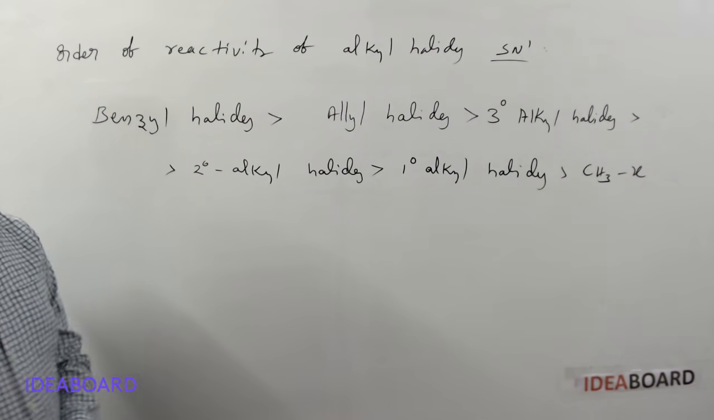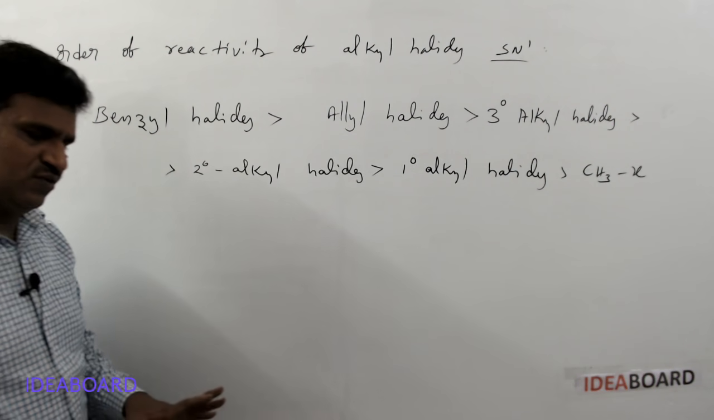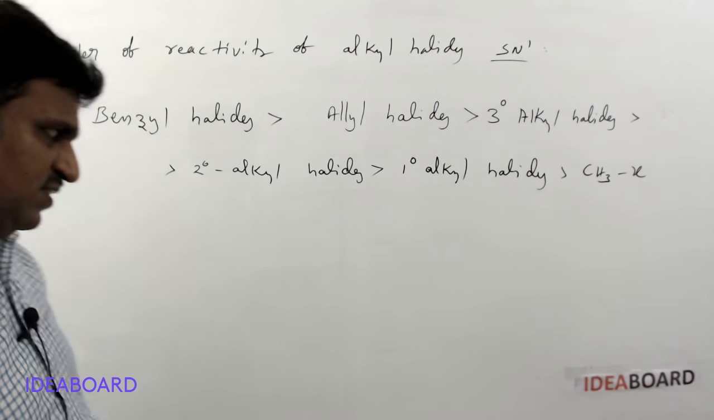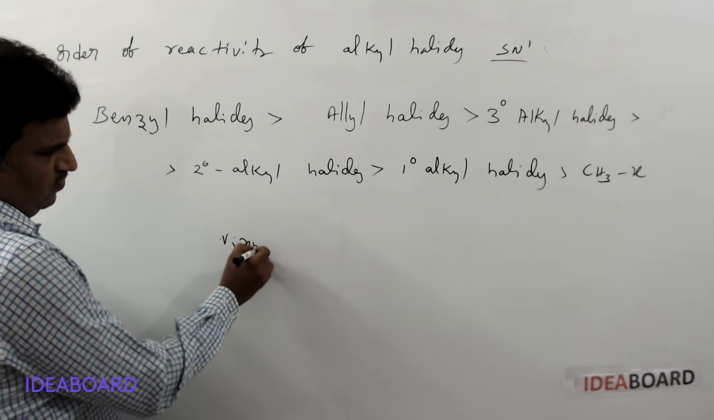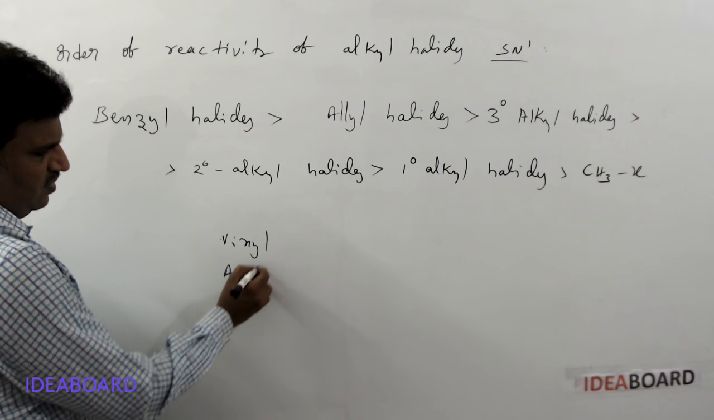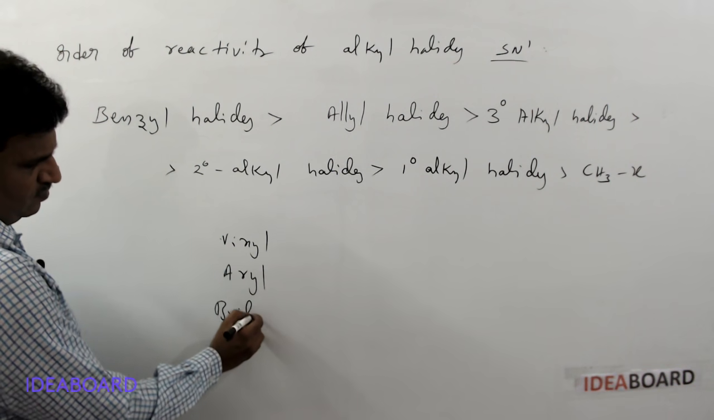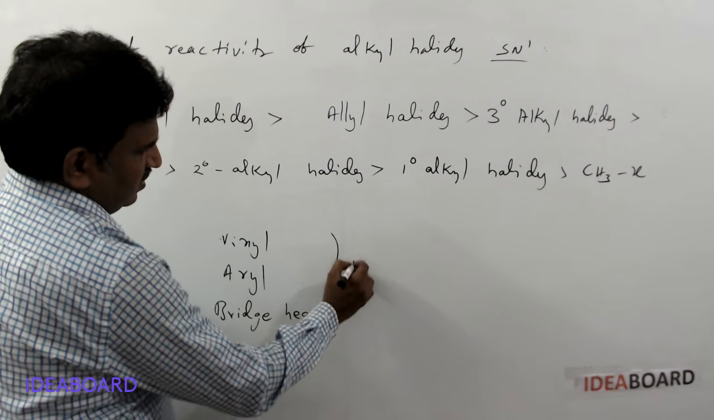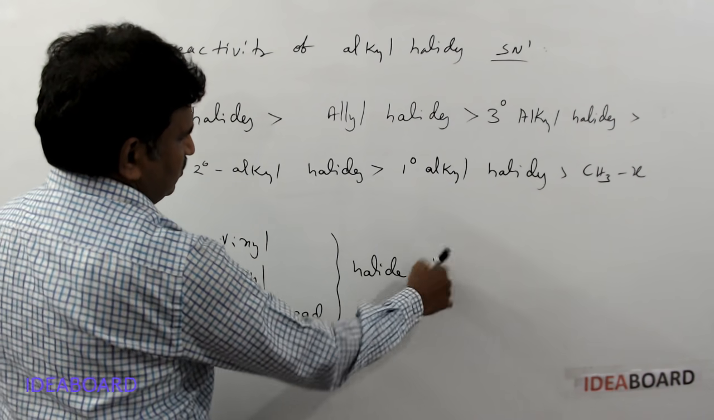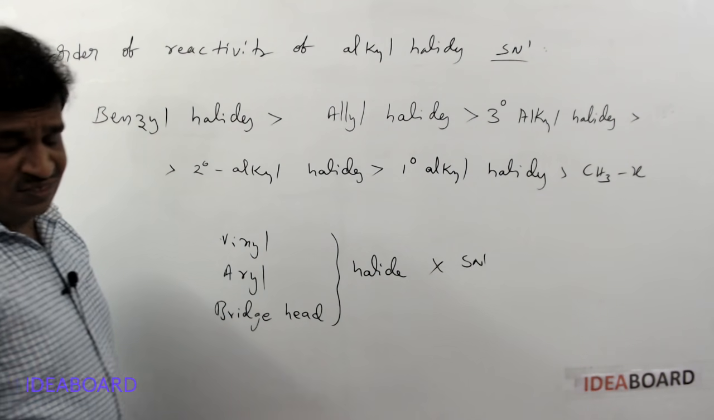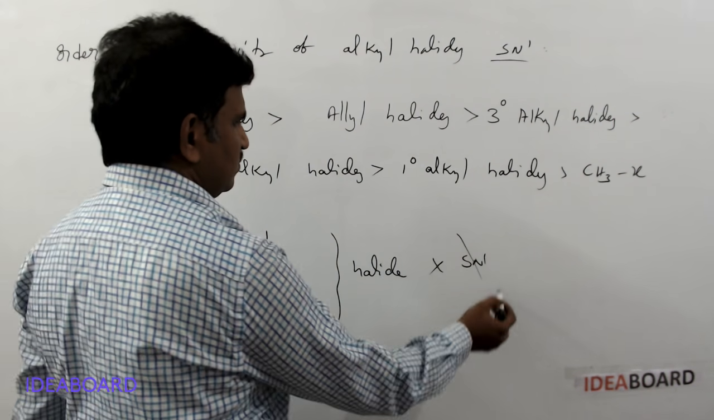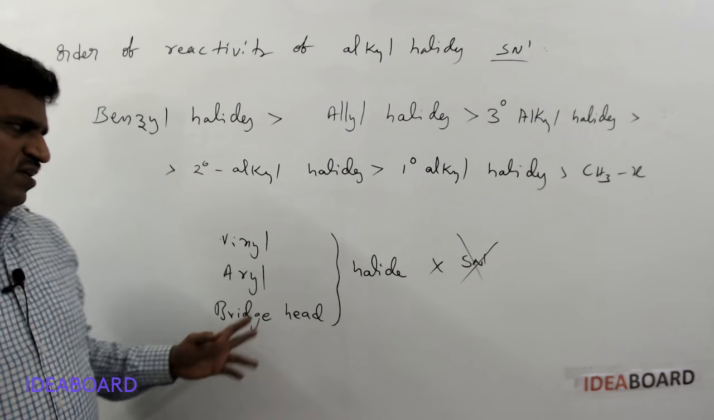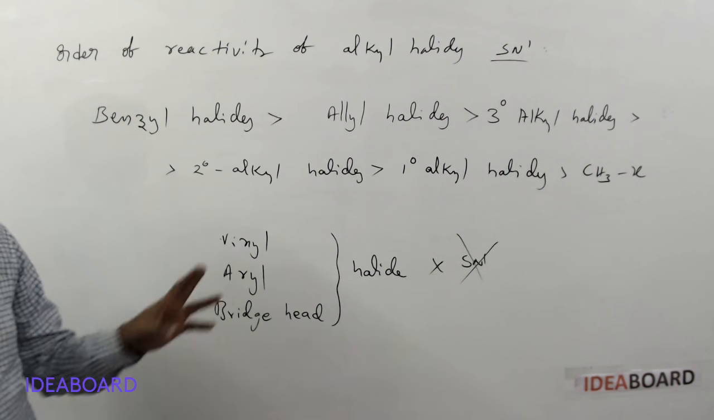Vinyl halides, aryl halides and bridgehead halides do not undergo SN1 reactions. They never undergo SN1 reaction because they form very unstable carbocations. So they are not participating, or they are reluctant towards SN1 reactions.